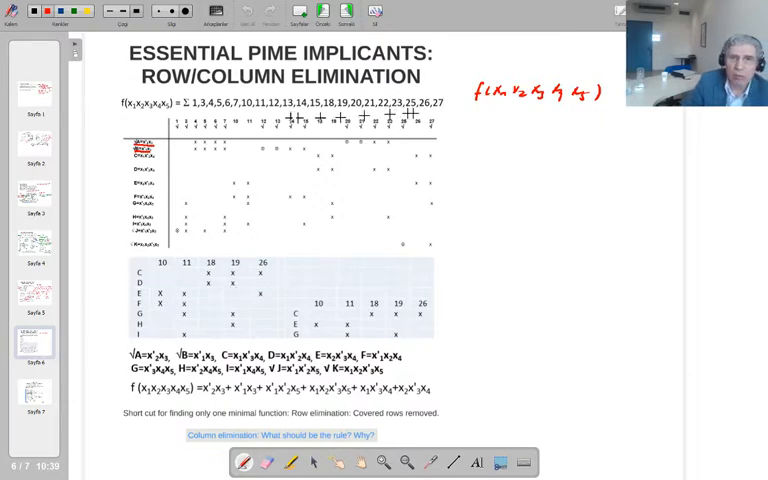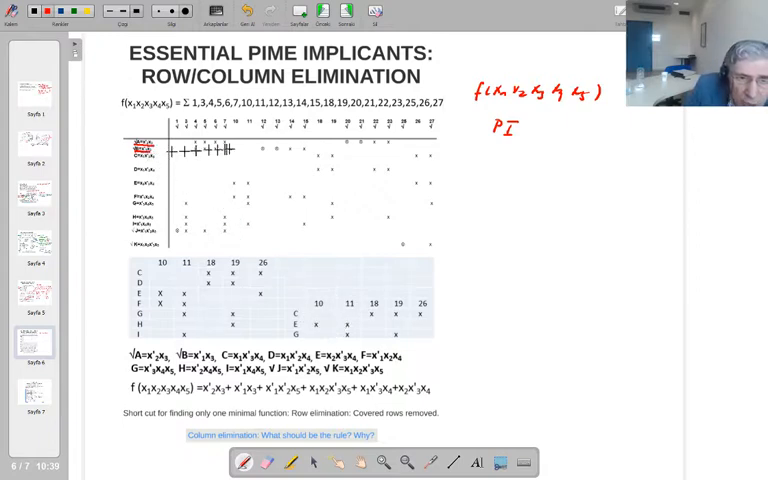I'll show this in another example. In this example, I still have a 5-variable function, but a different function. The prime implicant table for this function is shown here. I already taught how you can find a prime implicant table, so I'm not going to repeat it here. After that, how we are going to choose the minimal prime implicants, that is the thing that I would like to teach you here.